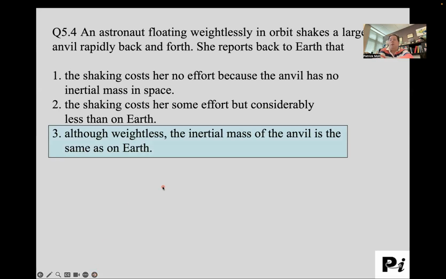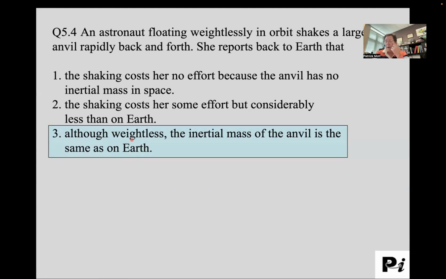All right. So, although weightless, the inertial mass of the anvil is the same as on Earth. Mass is mass is mass. You can think of mass as just being the inertia of each individual atom that makes something up, and you add all of those together, and you get the total inertia of the object. That does not change. Now, a little bit about the term weightless. Here, weightless, I sort of wish there were a different term for it.